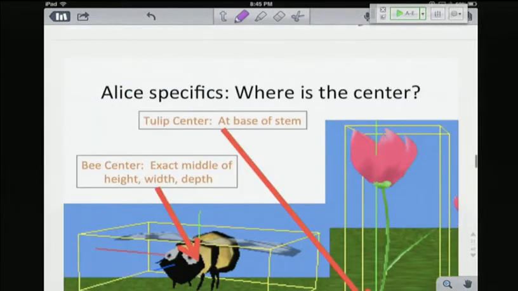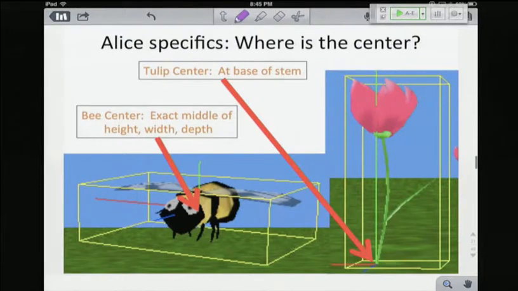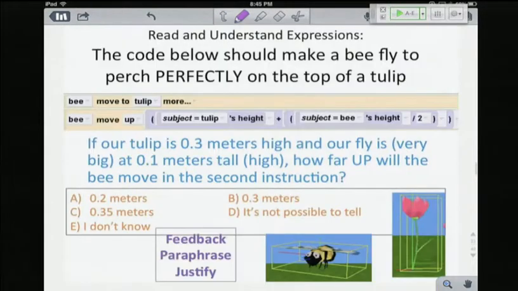So we're going to be working with these two. We've got our bee center in the middle and our tulip center at the base. That's going to be important to know as we do the next clicker question. This is about reading and understanding expressions.